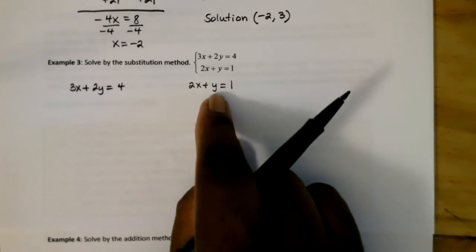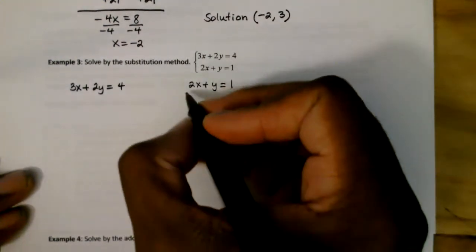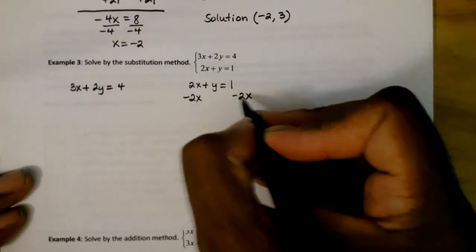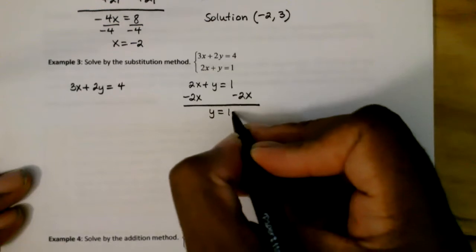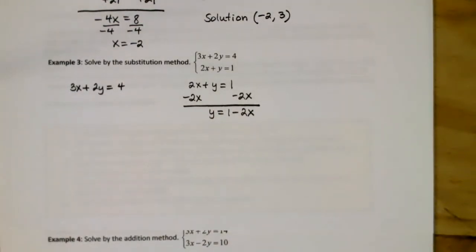We're going to get y by itself. I'm adding 2x, so the opposite of that would be to subtract 2x on both sides. So here I'm going to have y is equal to 1 minus 2x. Okay? Keep in mind the 1 and the minus 2x are unlike terms. Okay, so I do have a variable by itself. In this case, I have y by itself.